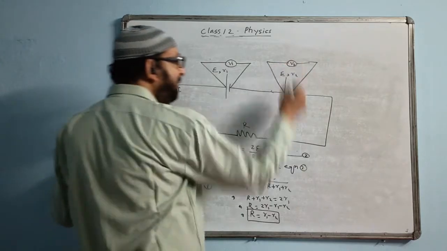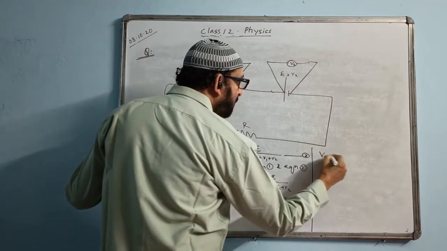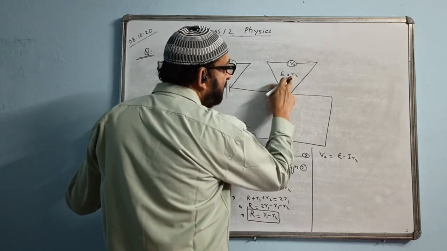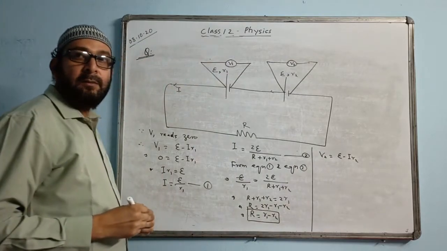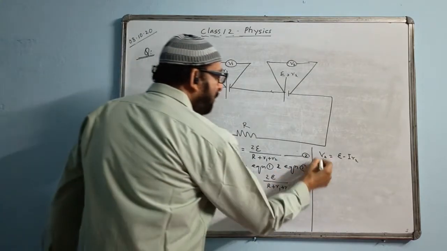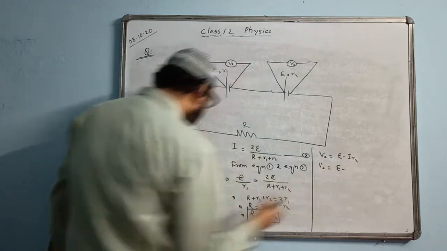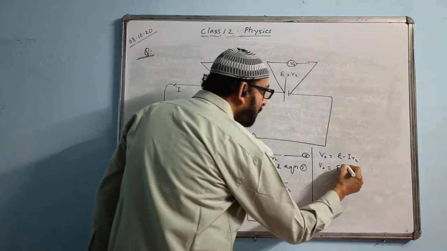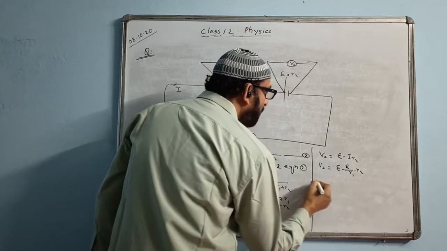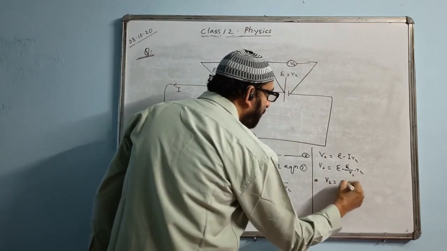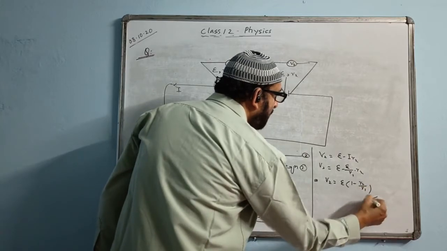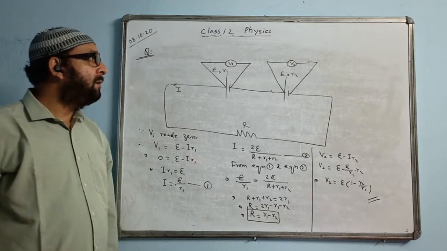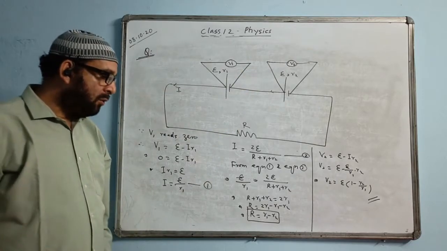Now we have to find the reading V2. V2 is equal to E minus I R2. Terminal voltage across this cell, that is, internal resistance is R2, so I am writing here E minus I R2. V2 we have to find out: E as it is minus I value, either this one or this one. I get E minus E upon R1 into R2. Or we can take E common, it will become E times 1 minus R2 by R1. This is the reading of the voltmeter V2. So that is the solution for this question.